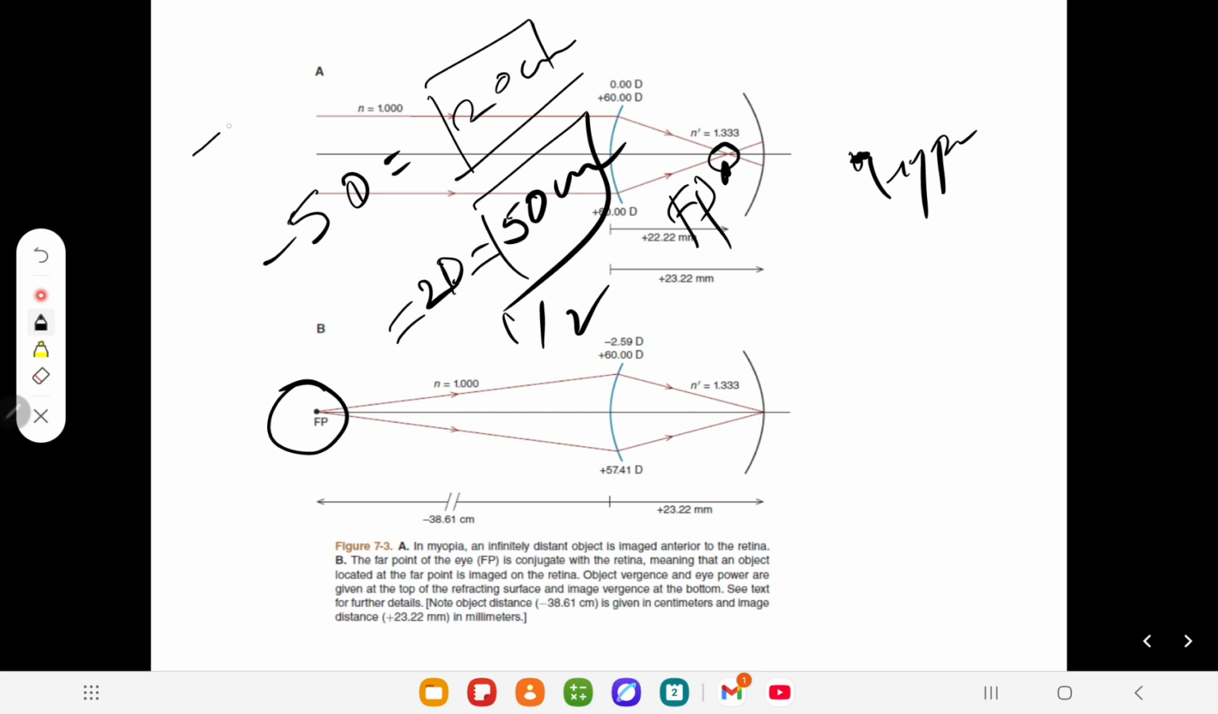For example, if someone is minus 1 diopter myopic, then his far point is 100 centimeters, which is 1 meter, which is definitely between his eye and infinity. The far point is at a finite distance. You can calculate that distance, isn't it? It's not a virtual distance, it's a real distance.